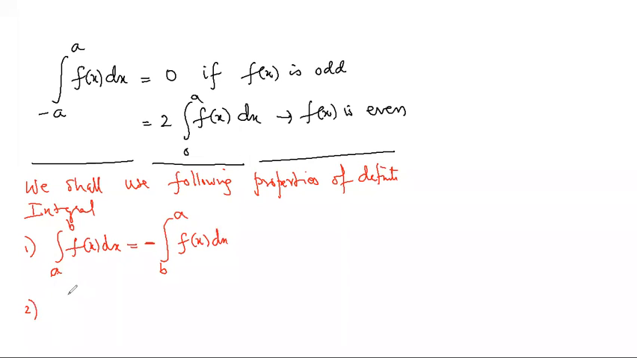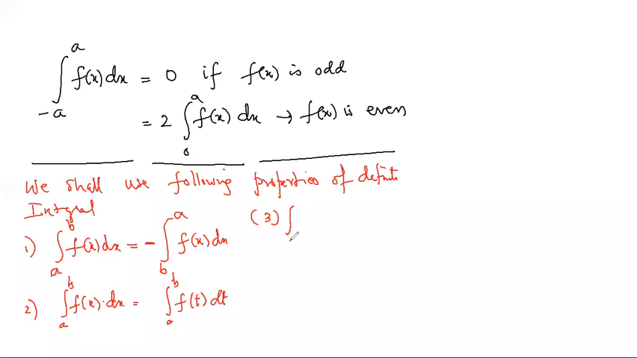Second property: the variable can be denoted by any letter. On the left hand side, the variable is x, and on the right hand side, the variable is t. They are two different variables, but remember, the limits are the same and the formula of the function is the same. In such a case, both the integrals' values will be the same.